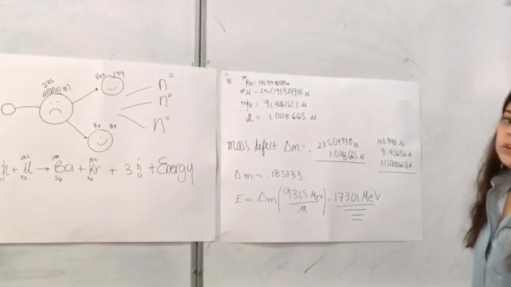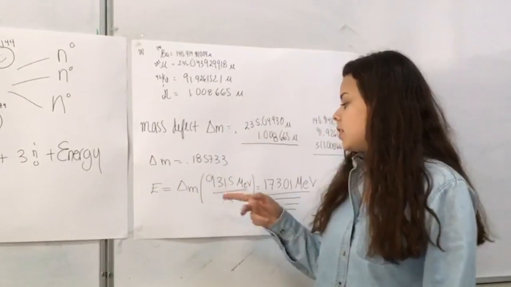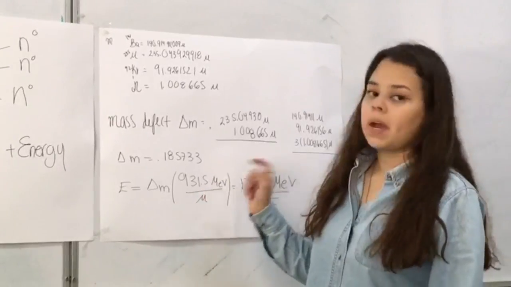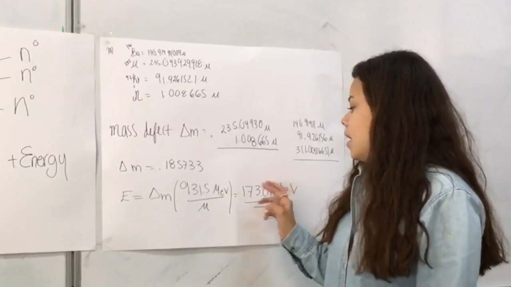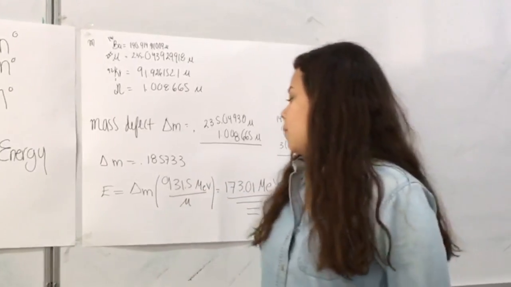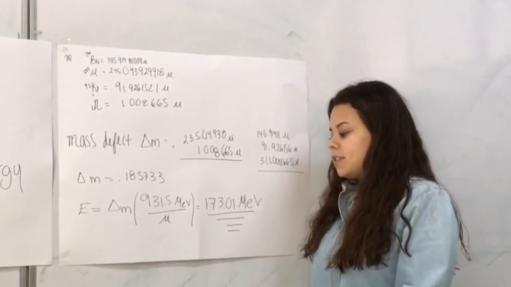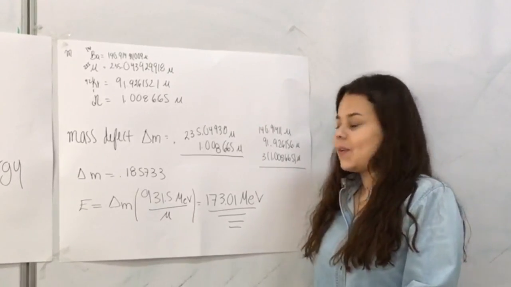This mass defect gives us the value of 0.185733 atomic mass units. To calculate the energy, we have to convert that unit into megaelectron volts. So we only multiply this mass by 931.5 megaelectron volts, and that gives us the energy of 173.701 megaelectron volts. As mentioned before, a nuclear fission reaction can be represented by the following equation.